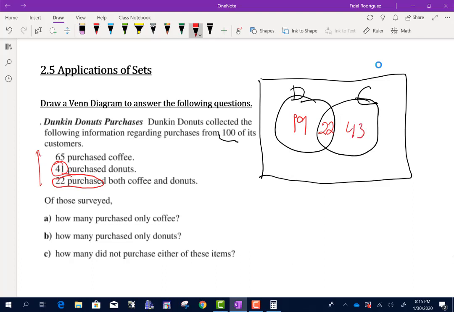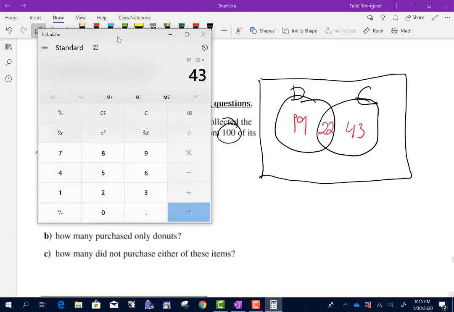All right. Now, the one thing I want to mention here is, look what it says. They surveyed 100 customers, all right? So what I'm going to do first is I'm going to take my calculator and I'm going to add up all those numbers that I have here. I'm going to add 19, 22, and 43. So 19 plus 22 plus 43. That gives me a total of 84.